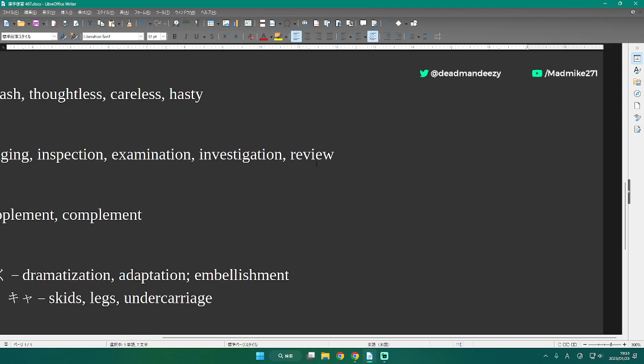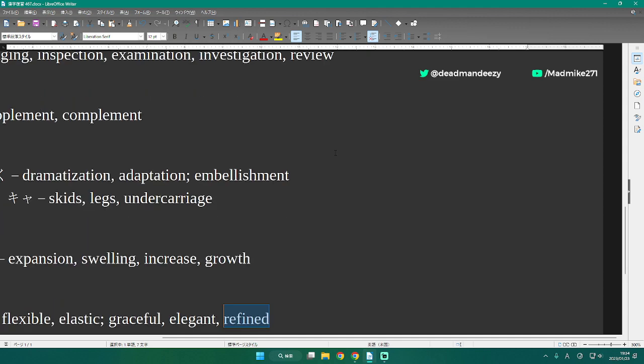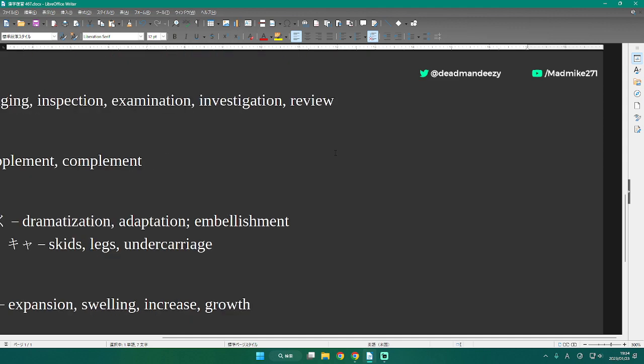Rash, thoughtless, careless, or hasty means that you have put too much light percentage into it, or keisotsu. Keisotsu is thoughtless, reckless, or rash. Keisotsu desu. Inspection, examination, judging, or investigation is shinsa. Shin on the left side for judging, and sa on the right side for examining. Shinsa is judging or inspection and examination.